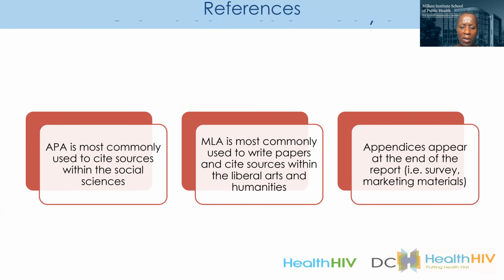In terms of references, when we are utilizing work that's not ours, APA is most often how we cite sources. MLA is also commonly used to write papers, and your appendices is always at the end of the report, like your survey and your marketing materials, etc.